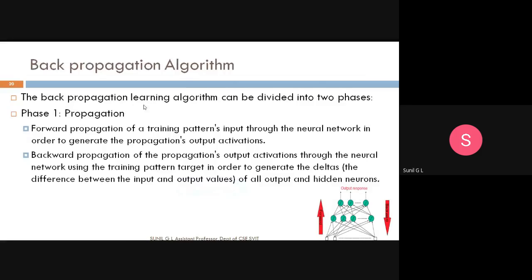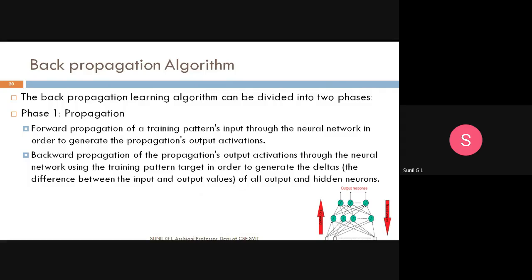The backpropagation algorithm can be divided into two phases. Phase one is propagation, that is forward propagation, and after that we have backward propagation. In forward propagation, a training pattern's input is propagated through the network in order to generate the output activation. So here we go from the input layer to the output layer, that is forward. In each layer we have an input, and that input will be calculated in the hidden layer.